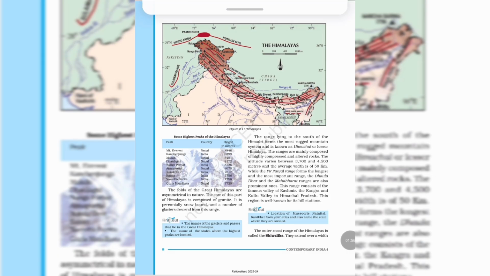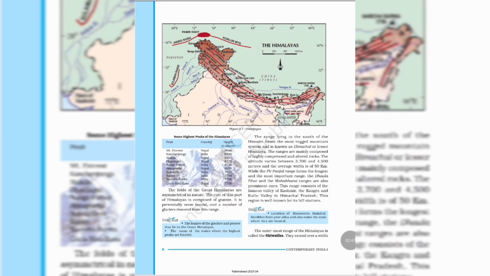The range lying to the south of the Himalaya forms the most rugged mountain system, known as the Himachal or the Lesser Himalaya, which is the second range. The ranges are mainly composed of highly compressed and altered rocks of different types, and the altitude varies between 3,700 and 4,500 meters, and the average width is 50 kilometers. The Pir Panjal range forms the longest and most important range, while the Dhauladhar and the Mahabharat ranges are also prominent ones. This range contains the famous valleys of Kashmir, Kangra, and Kullu in Himachal Pradesh. This region is well known for its hill stations.